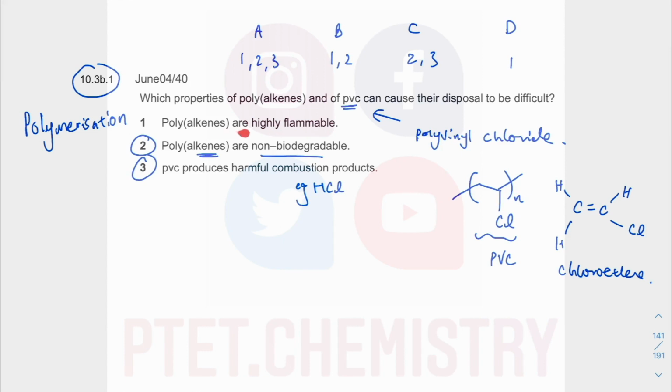Now, polyalkenes are highly flammable. This is a property you might not be very familiar with, but if you think about your plastic bag, if you put fire onto it, do you think your plastic bag burns easily? They are not highly flammable. Okay, so they do not burn that easily at all. All right, so only 2 and 3 are correct. So it's option C.